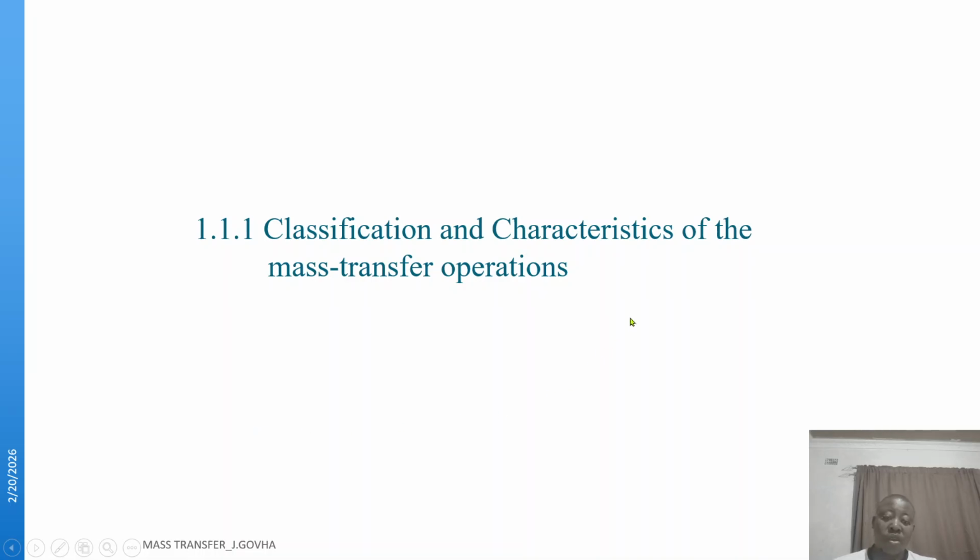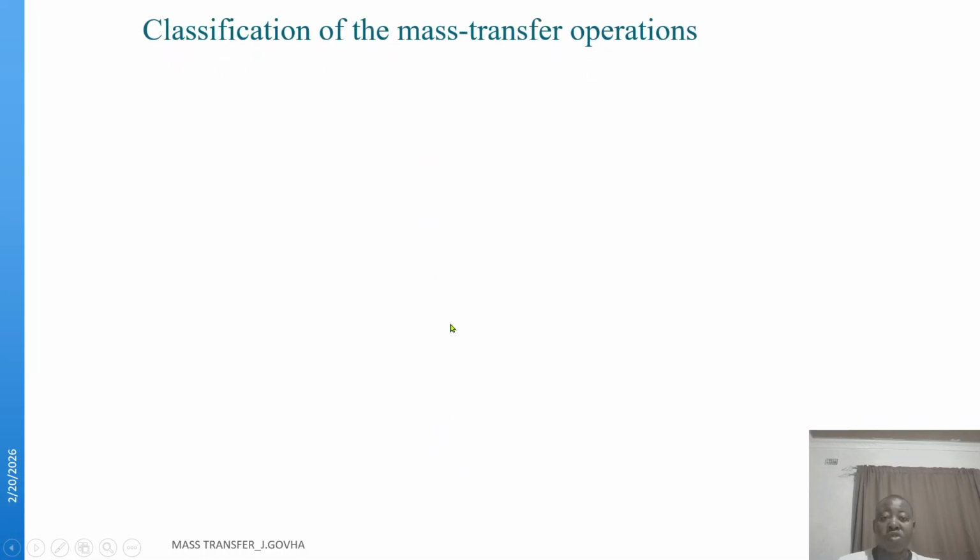So after having understood the critical role of mass transfer in chemical and process systems engineering, we move ahead and let's see if we can do the classification and the characteristics of mass transfer operation. So how do we classify mass transfer operations? What is the criteria we are using?